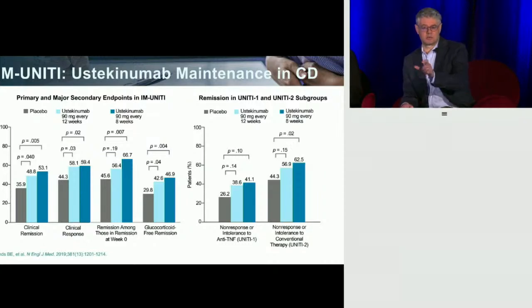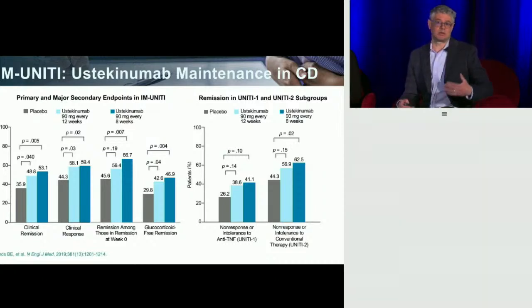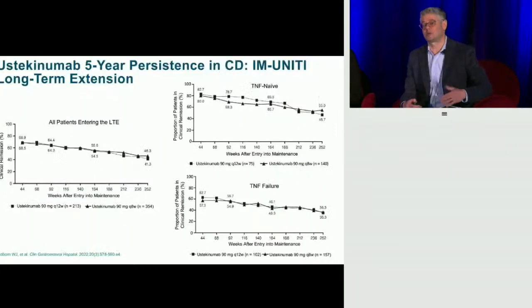So on the right side of the screen, the left bars are patients who previously failed or were exposed to anti-TNF drugs, as opposed to the extreme right of the screen, where we have our patients who were enrolled based on intolerance or non-response to conventional therapy, and those bars are higher, again suggesting that when you start with an anti-TNF, maybe you are influencing what happens to subsequent biologic use.